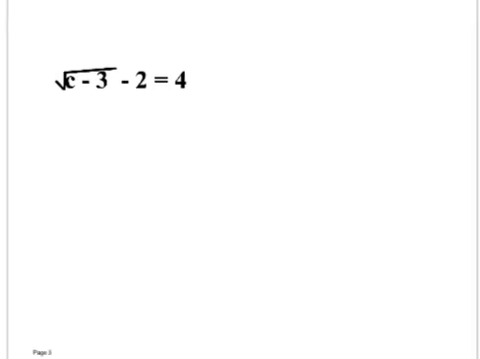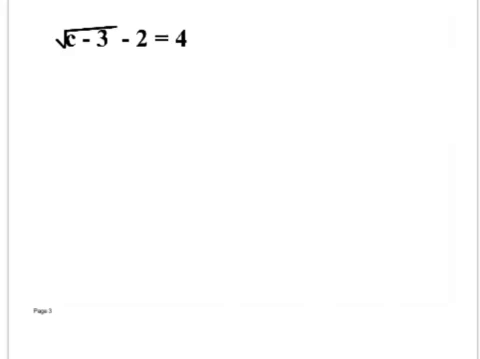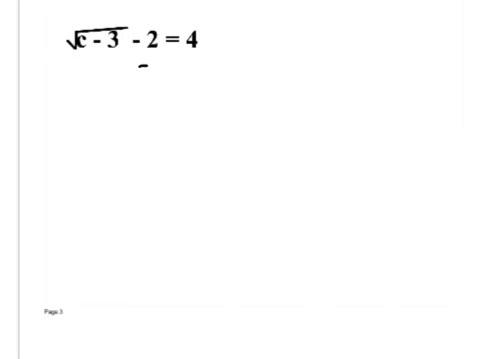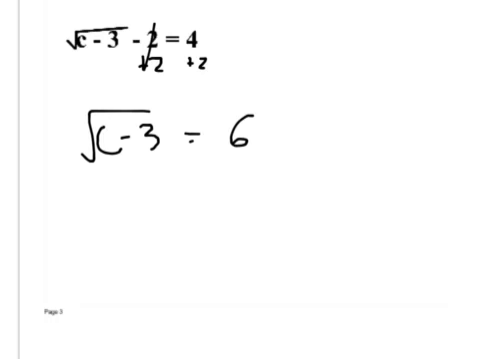Write this one down. So we have the square root of c minus 3, minus 2, equals 4. Now, again, we have to get the square root sign, the radical sign, by itself. The book calls it isolate it. So I need to add 2 to both sides first. So I have the square root of c minus 3 equals 6. The square root sign is isolated by itself, so now we can square both sides.